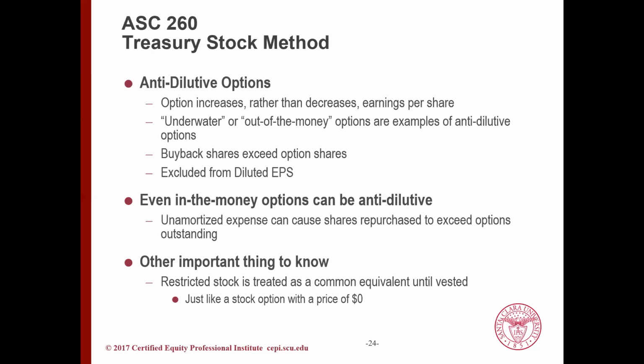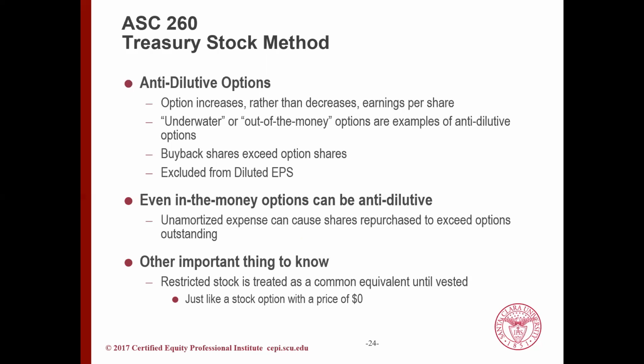However, even in the money options can be anti-dilutive. And as you can see on this slide, if the unamortized expense causes share repurchases to exceed the total options outstanding, then they would be anti-dilutive and would be excluded from the calculation.